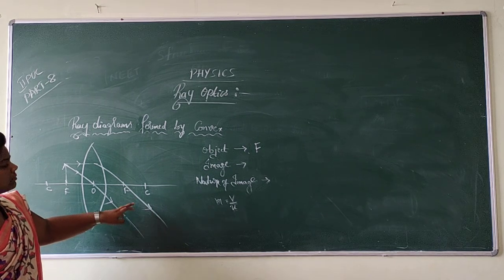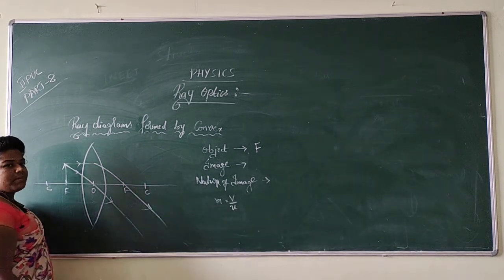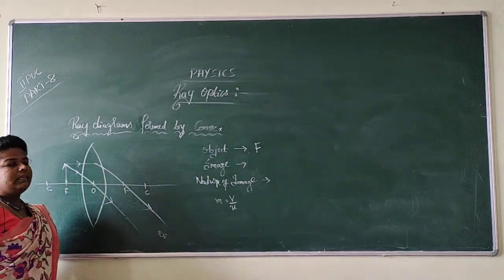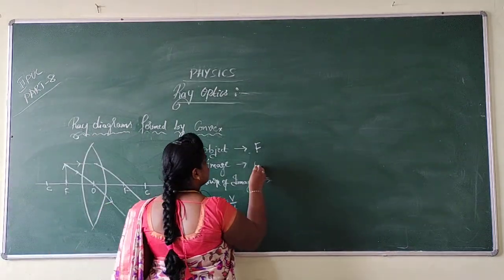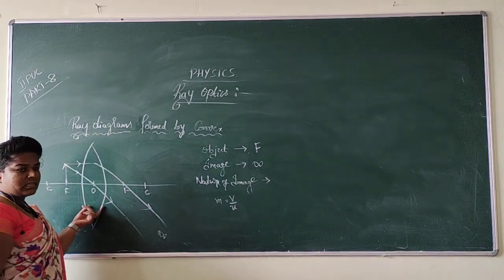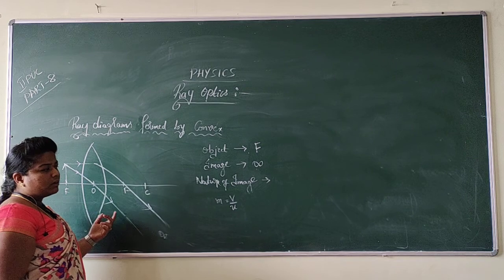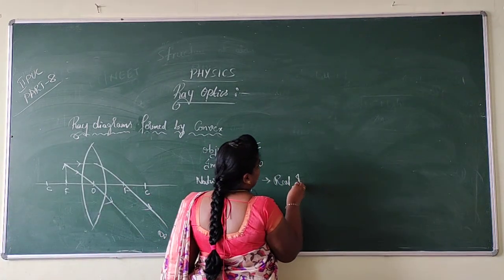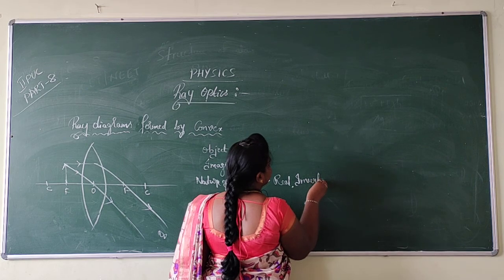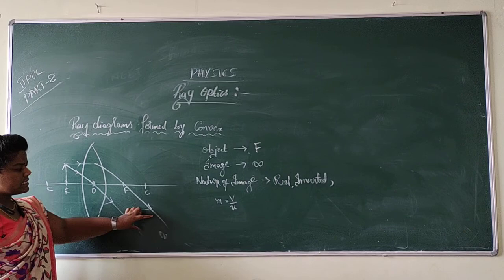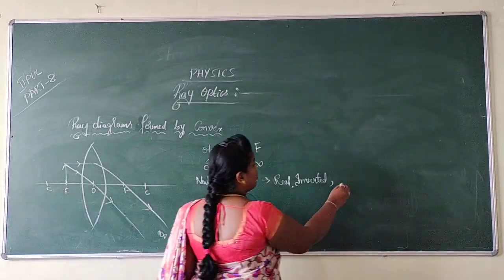The parallel rays never intersect, never meet each other. So where is the image formed? Image is formed at infinity, because they are not going to meet anywhere. My dear students, I said that the convex lens is the one which always forms a real image, and if it is real, it always forms an inverted image. So here the size of the object is like this, whereas here we can observe the enlarged image.